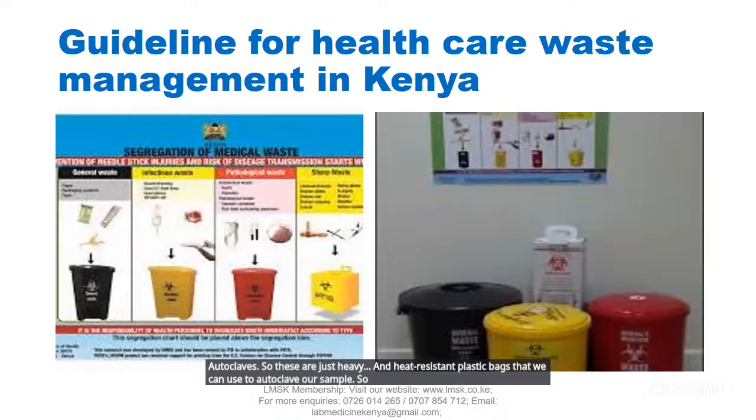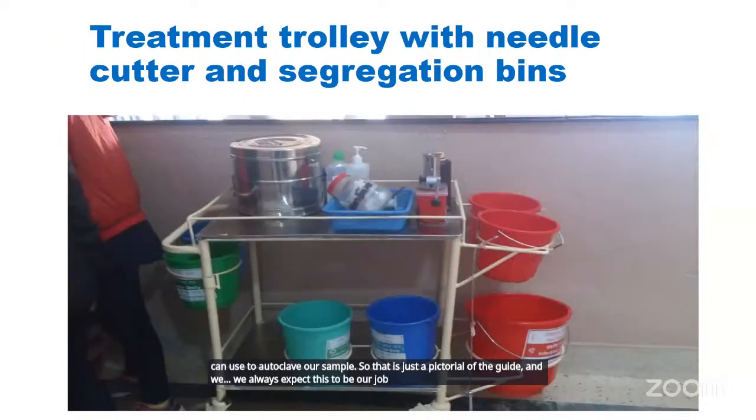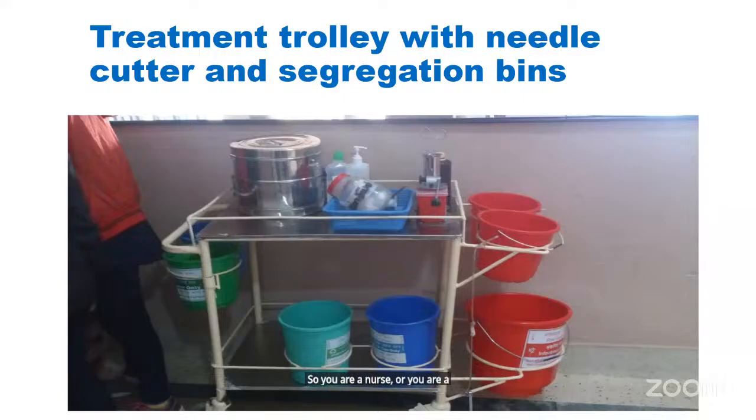So that is just a pictorial of the guide. And we always expect this to be our job aid in our working system. So you are a nurse or you are a clinical officer. You are handling your patients during ward rounds. How should you organize your tray? You are expected to have the expected bins.